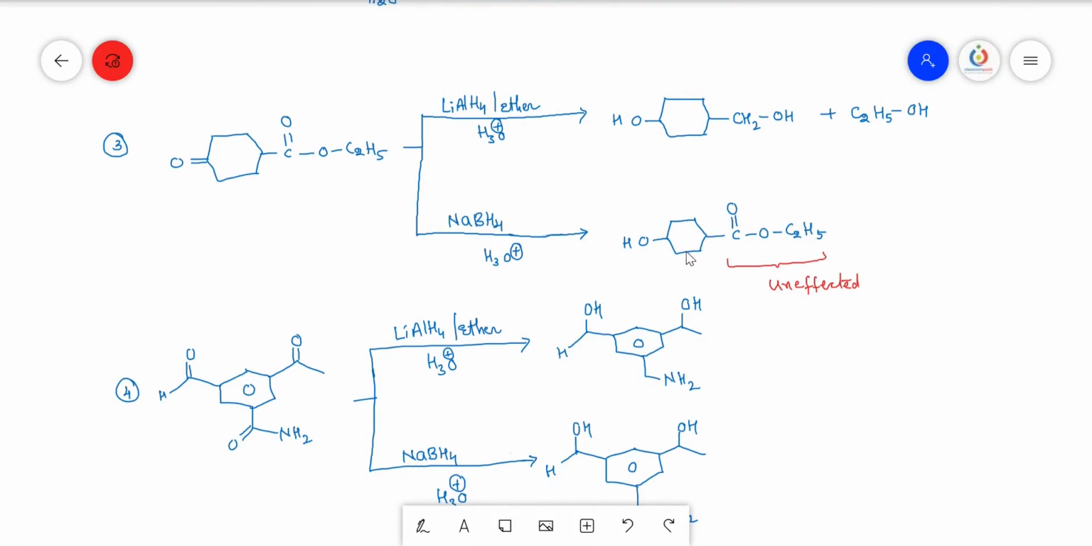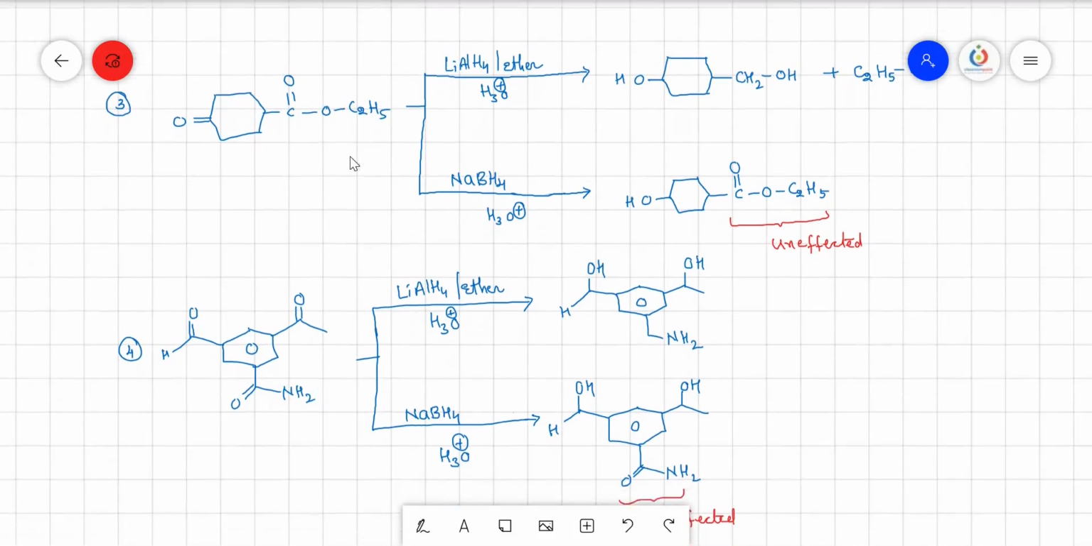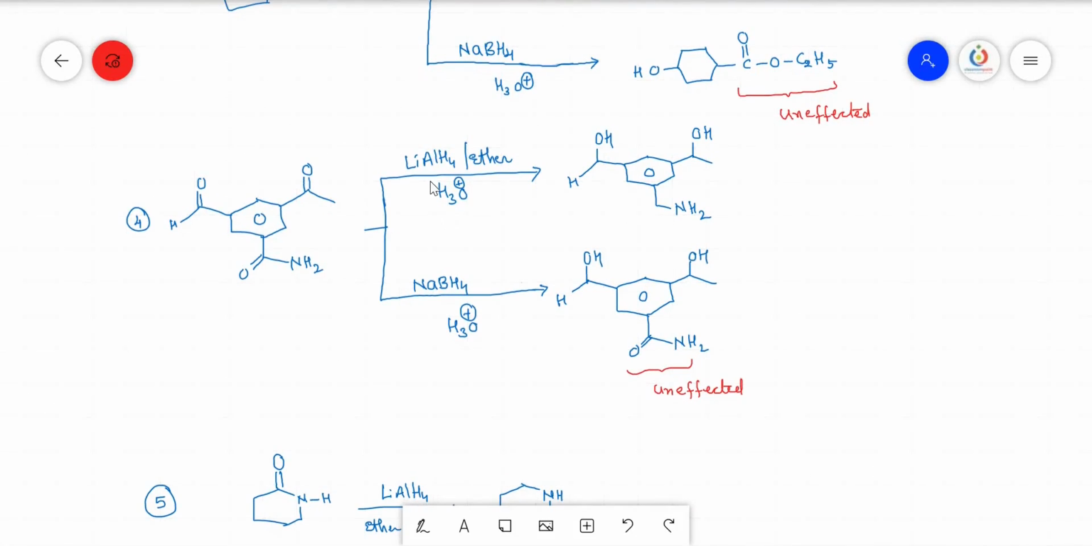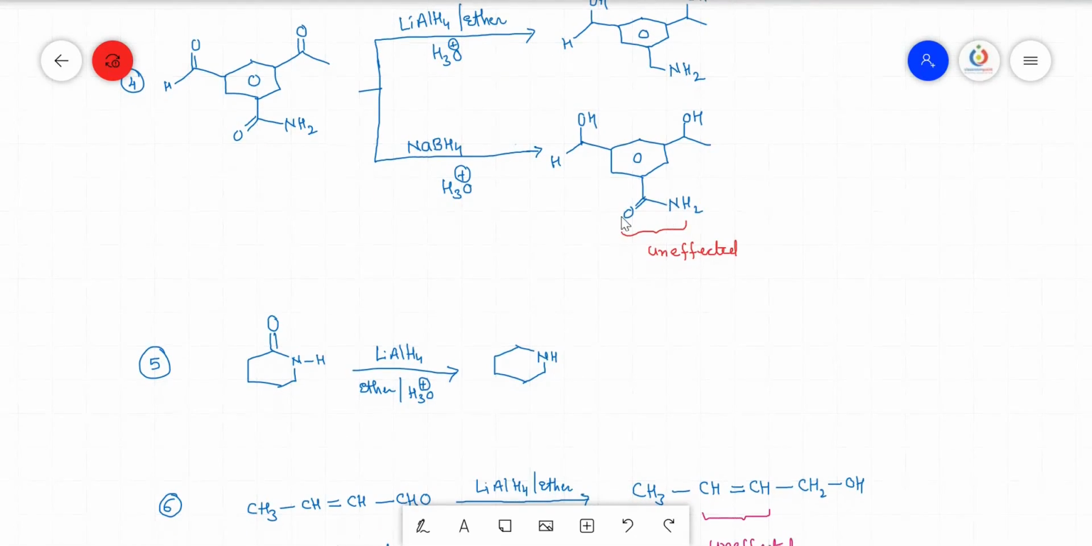So based on the type of the compound or product you want, you can use any of these reagents. Now let's take one more molecule. In this molecule, if we subject it to lithium aluminium hydride and sodium borohydride separately, lithium aluminium hydride can reduce ketones to secondary alcohols, aldehydes to primary alcohols, and amides to amines. Whereas sodium borohydride does not react with the amides, it only reacts with the other two functional groups, so that secondary and primary alcohols are formed. Hence here the amide part is unaffected by sodium borohydride.